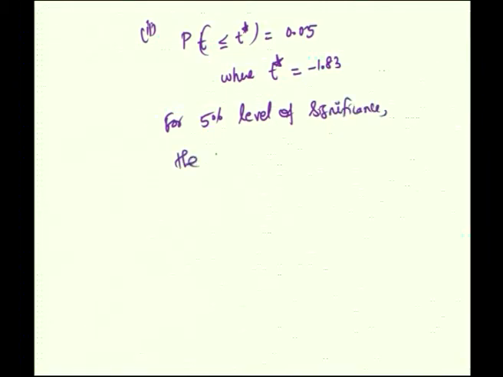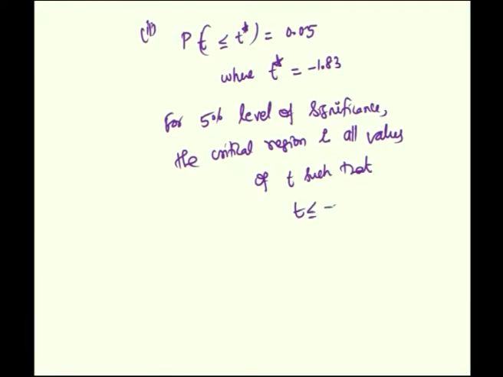The critical region is all values of t such that t is less than or equal to minus 1.83. Okay. Similarly, we discuss it for 9 degrees of freedom and 1% level of significance. We see that it is 2.82.